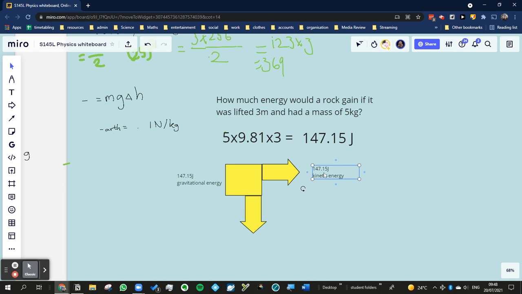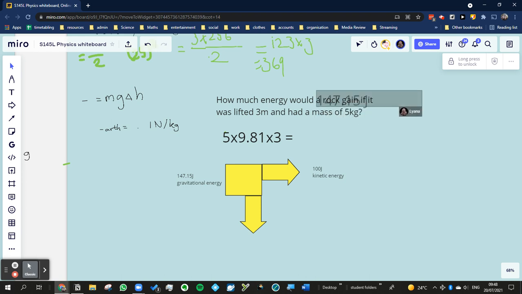Now in this case, it wouldn't necessarily be that. But let's say it actually made 100 joules of kinetic energy. This is going to be the thermal energy down here. If you just follow me again, can you work out how much thermal energy would be produced down here?